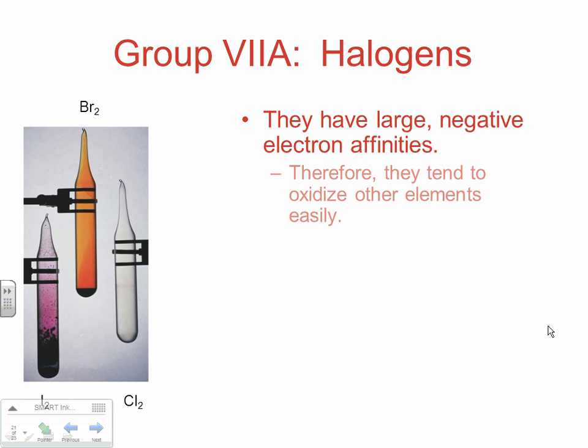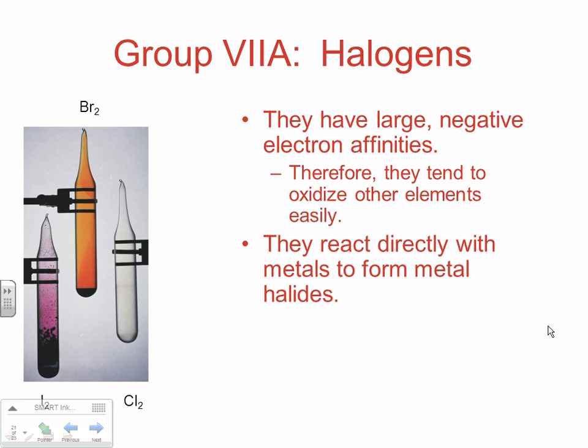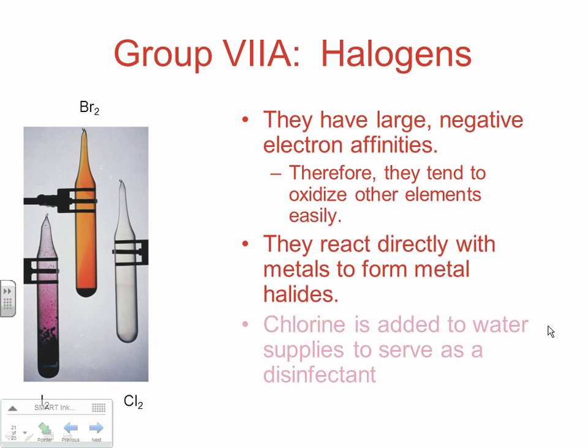Halogens have very large negative electron affinities. Therefore, they tend to oxidize other elements very easily. They tend to be great at stealing electrons and causing reactions. So they can react directly with metals to form metal halides. Remember, I said earlier you should be able to predict metal and nonmetal reactions. Well, this would be an example of that.